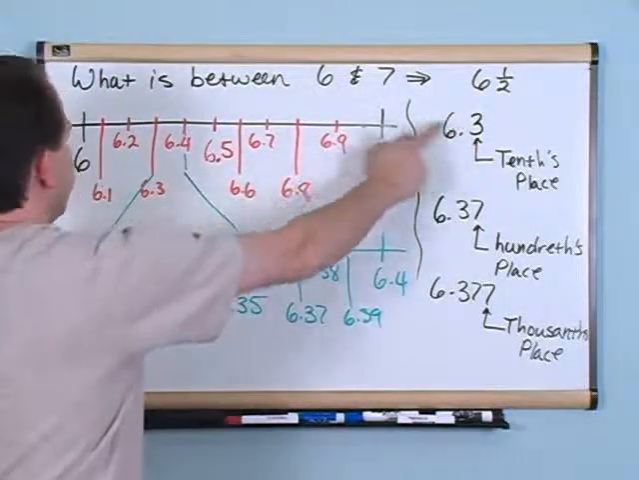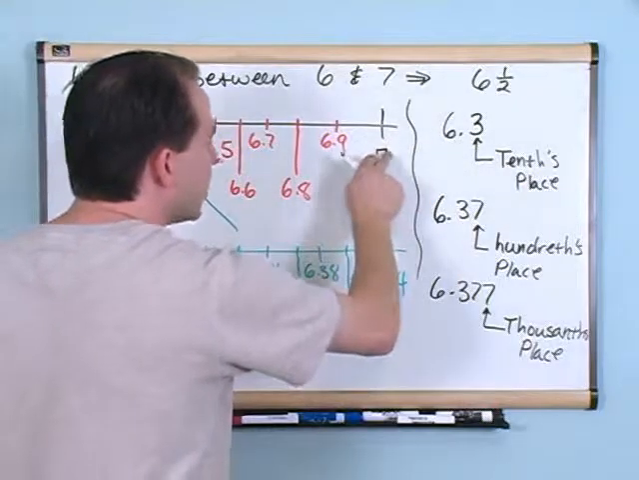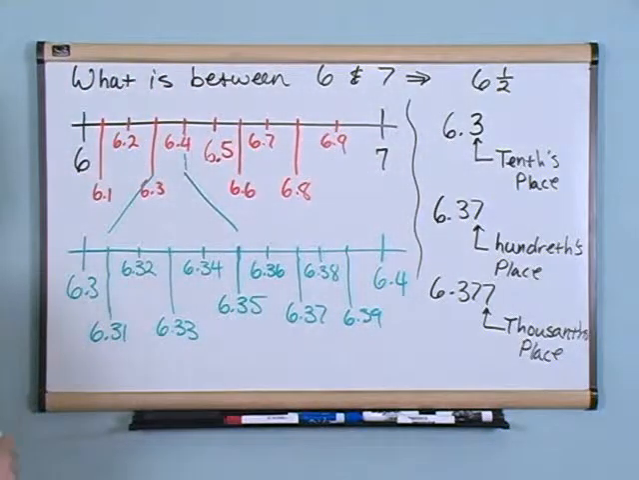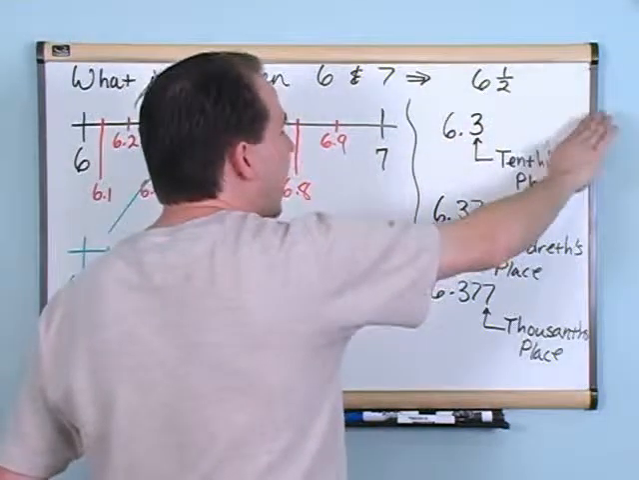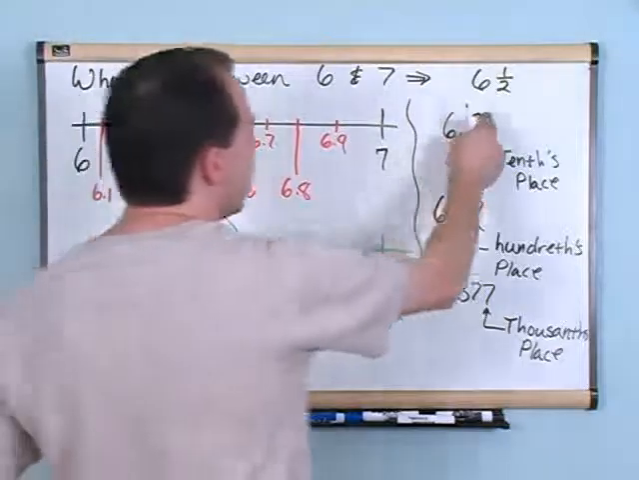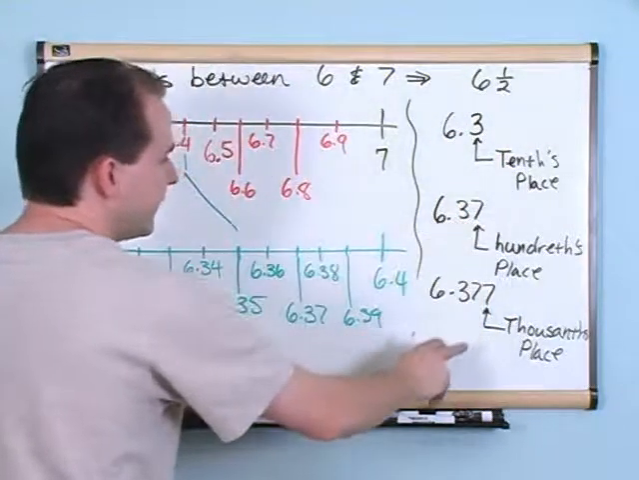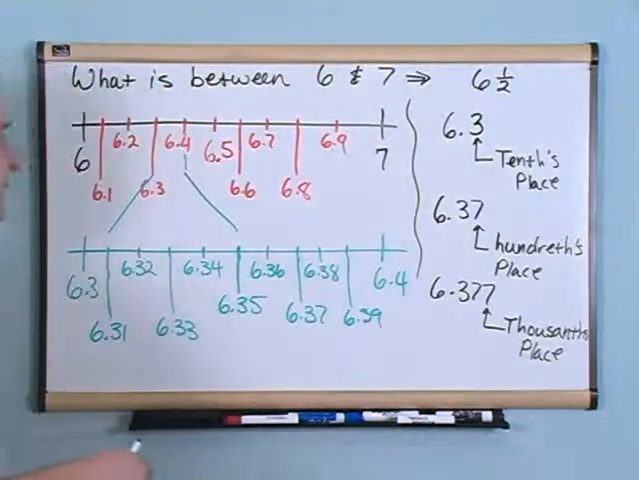So here we were at 6.3. That's not too close. If we were at 6.9, we'd be pretty close. We'd be closer to 7 than we were to 6. So putting digits after the decimal point is just trying to tell you how close you are to the next number. Now you can keep adding digits here. Here we added 1, and we had the hundredths place. Here we added 1, and we had the thousandths place.